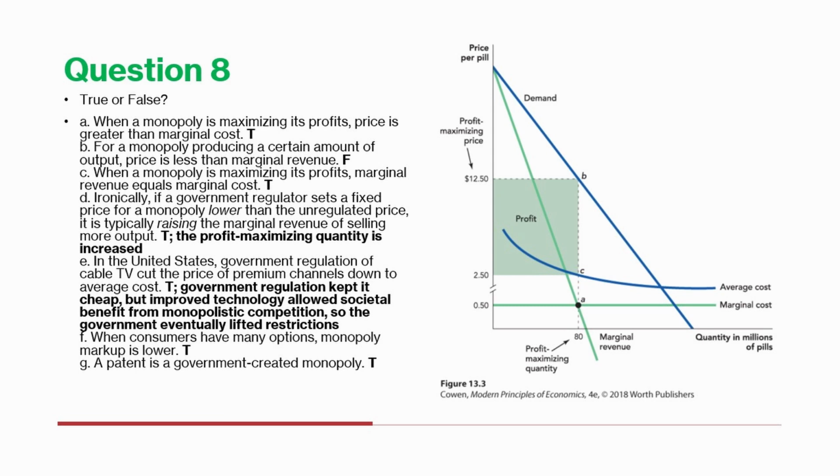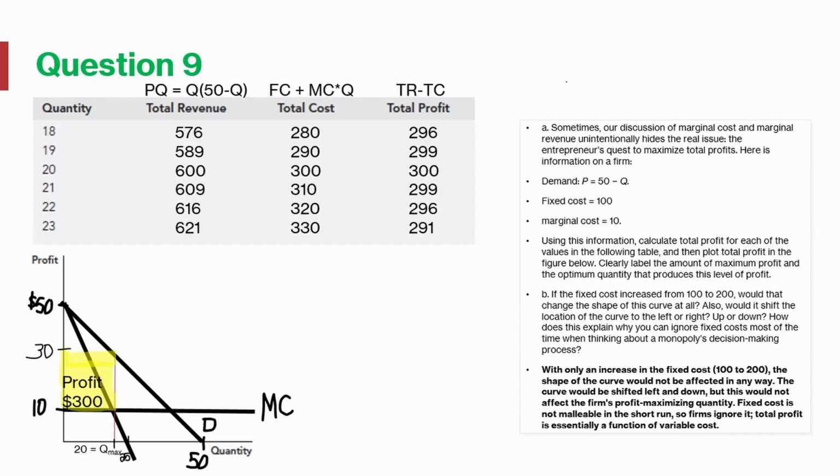A patent is a government-created monopoly? Yeah, essentially. Basically, the government creates patents to protect intellectual property, so that creates barriers to entry for any other firms in the market. Okay, question 9. We filled out the total revenue according to the equations given, and same with total cost, and then we subtracted total cost from total revenue to get total profit, and found that total profit is maximized at a quantity of 20. And then we graphed that.